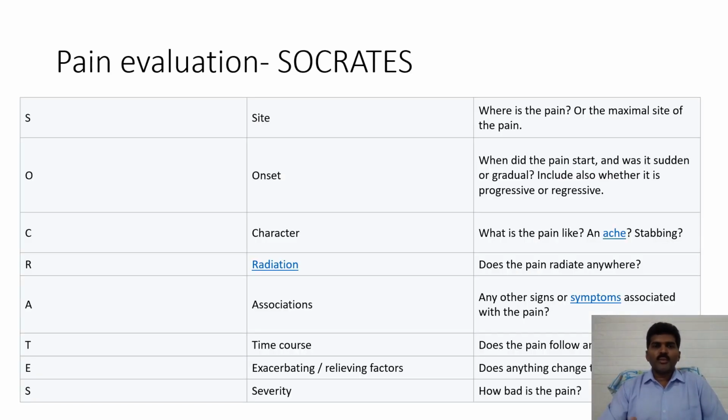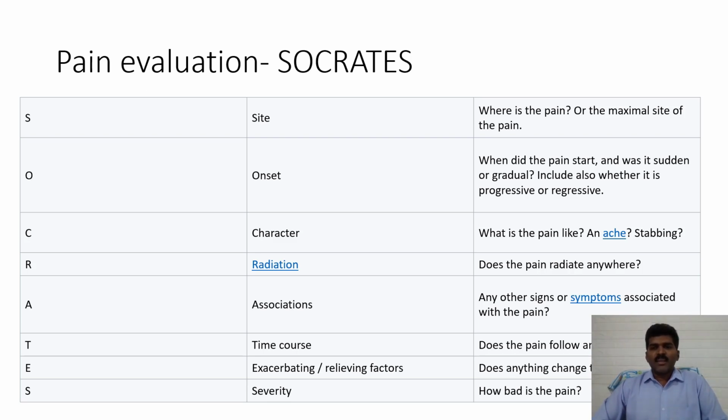So when you come to pain evaluation specifically, you can easily remember pain evaluation by using the mnemonic SOCRATES. S for site, where is the pain or the maximal site of the pain. O for onset, when did the pain start and was it sudden or gradual. Include also whether it is progressive or regressive. C for character of the pain, what is the pain like, an ache, a stabbing.